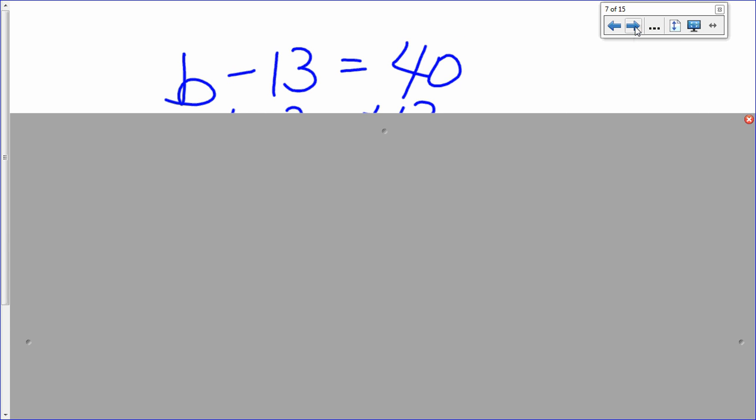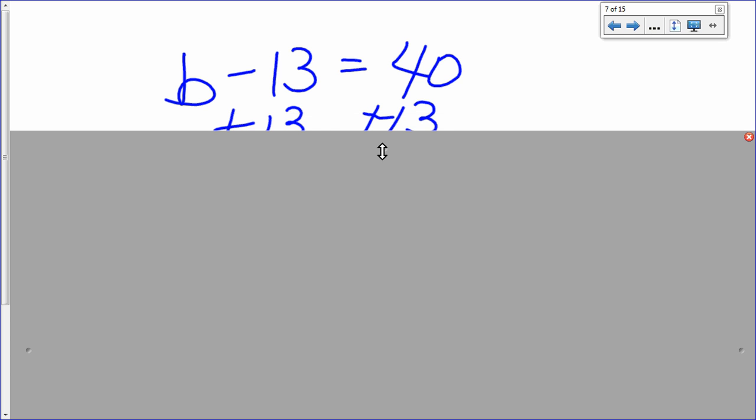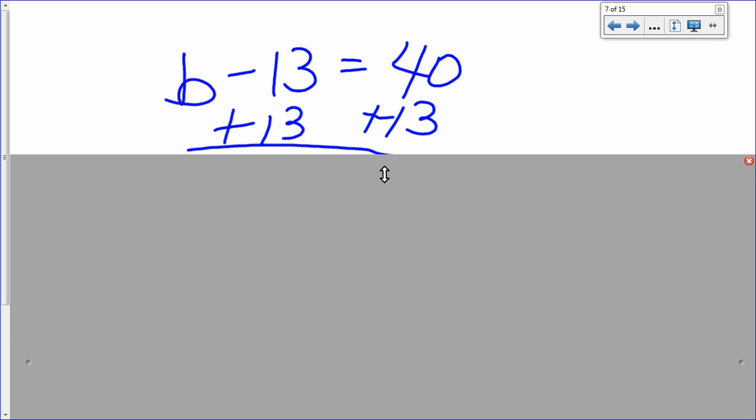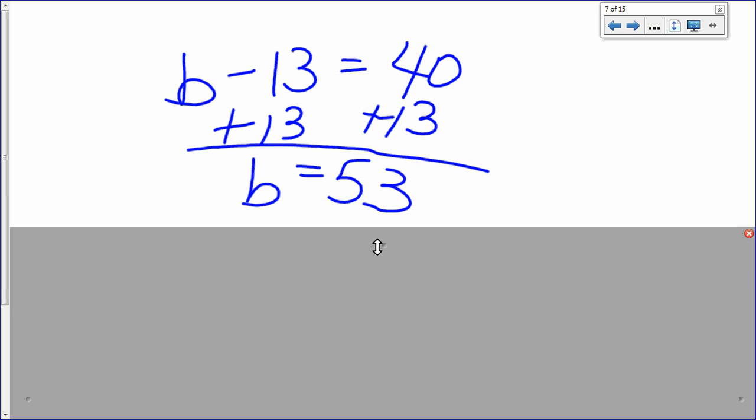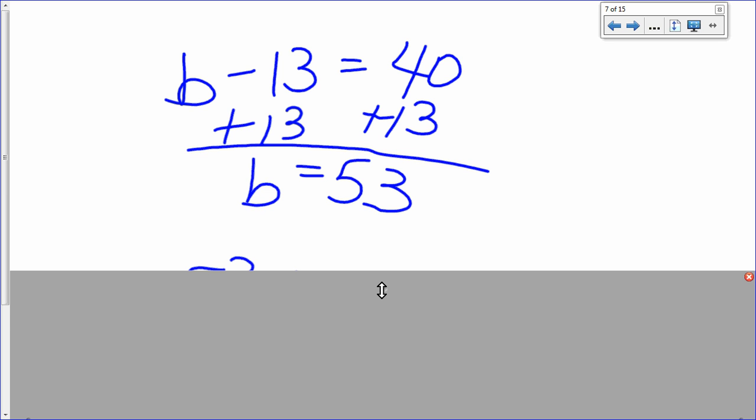b minus 13 equals 40. Well, we can add 13 to both sides to get b by itself. Remember, whatever we do to one side, we have to do to the other. And b is equal to 53.